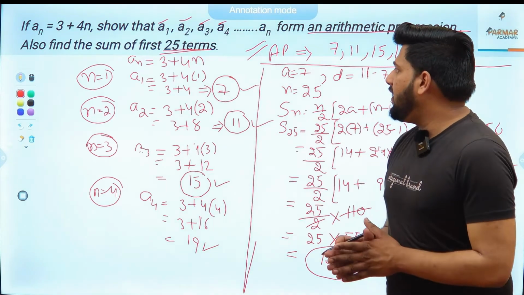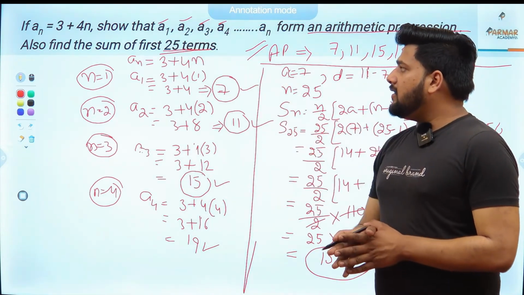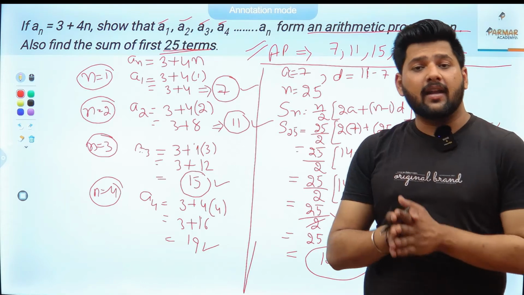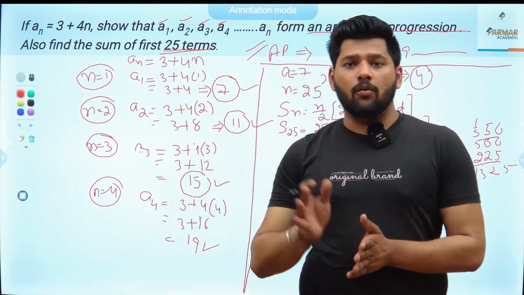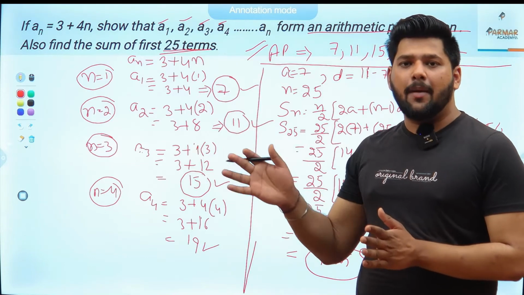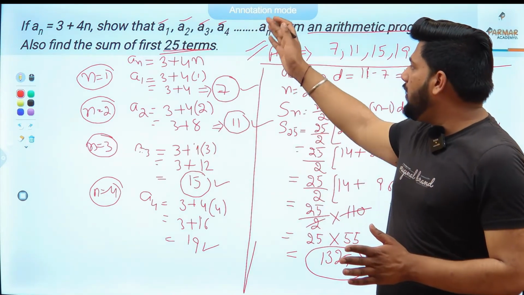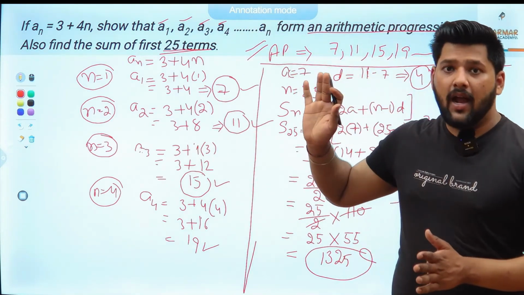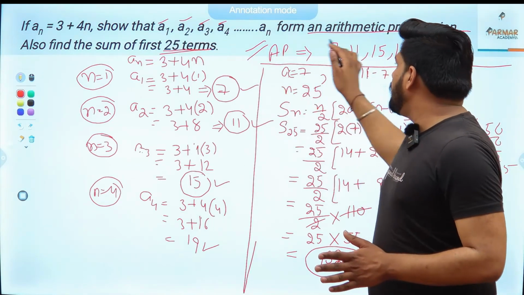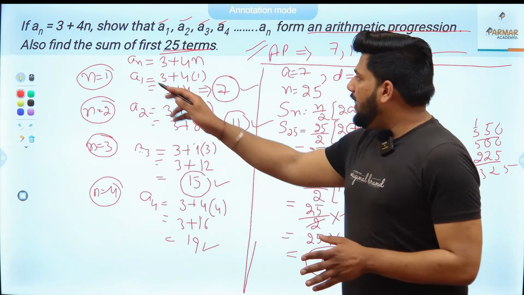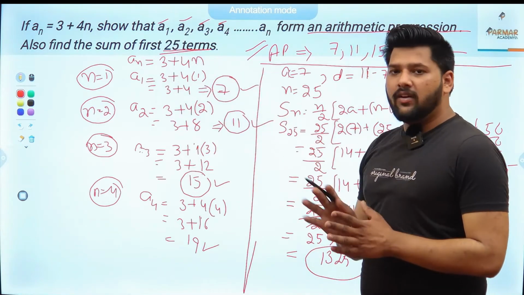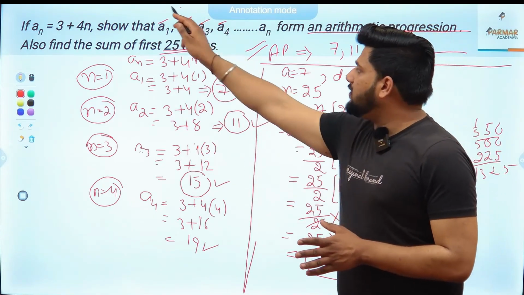So I will repeat it again. First of all, an is equal to 3 plus 4n, that is the generalized form of the sequence given, and from that generalized form we have to find the separate terms. Now we have to find a1, a2, a3, a4 and so on. And from those separate values we also have to find the sum of first 25 terms. So simply an is equal to 3 plus 4n is given. First of all, we have to find the separate terms.